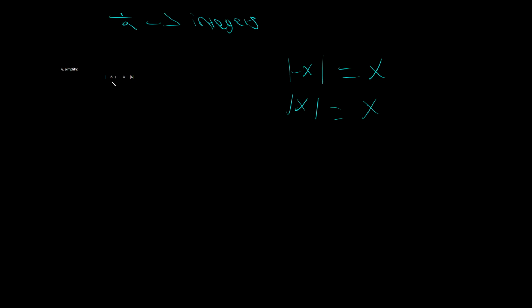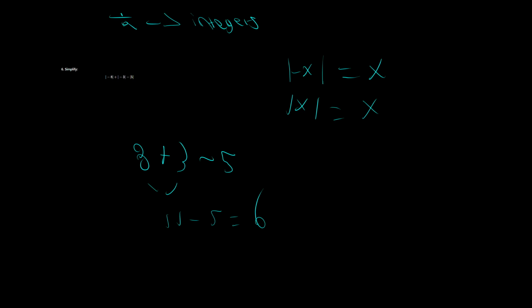So they'll always result in the positive of that number. The absolute value of -8 becomes 8, plus the absolute value of -3, which becomes 3, minus the absolute value of 5, which is 5. The minus is outside the absolute value, so don't mess up because of that. So we get 8 plus 3 minus 5. That's 11 minus 5, which gives us 6. Okay, next problem.